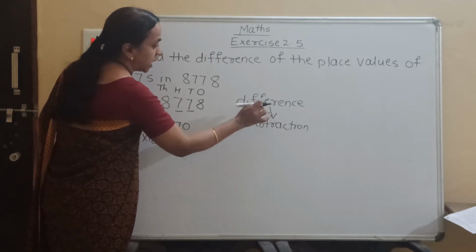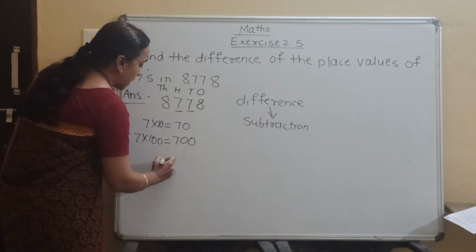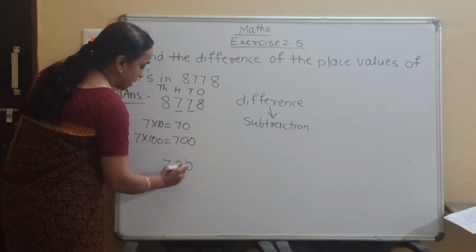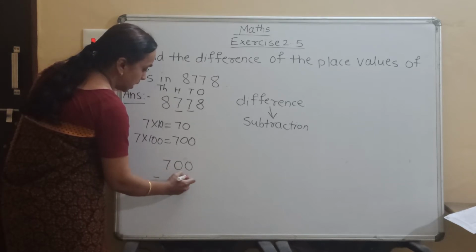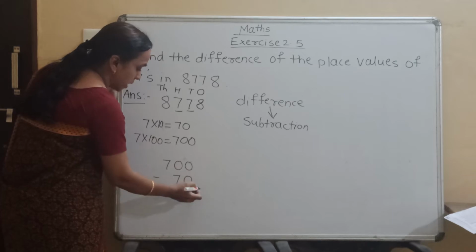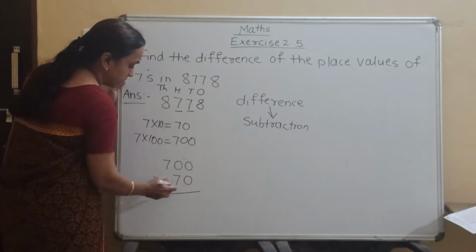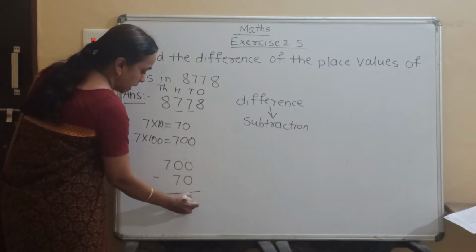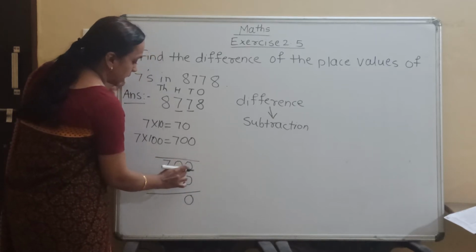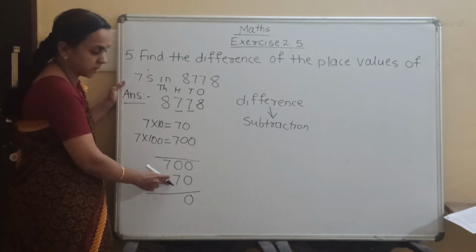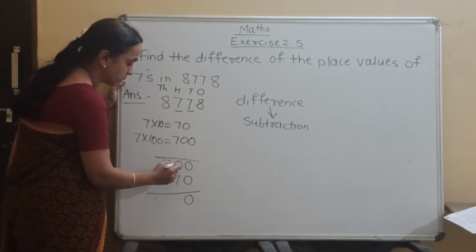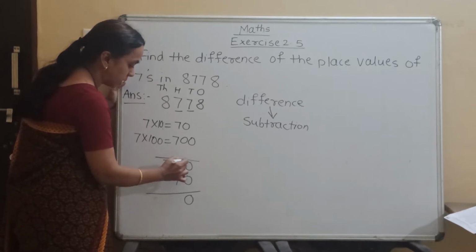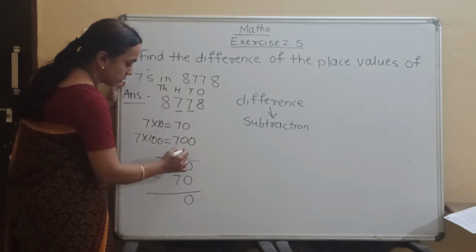But what we have to do here? We have to find the difference. So first you write down this 700 minus 70. So we have to do subtraction. So 0 minus 0, 0. Now see here 0 minus 7. 0 minus 7, is it possible? No, it is not possible. So what we have to do? We have to cut this 0 and then take 1 from this 7. So we will write here 10. Okay.